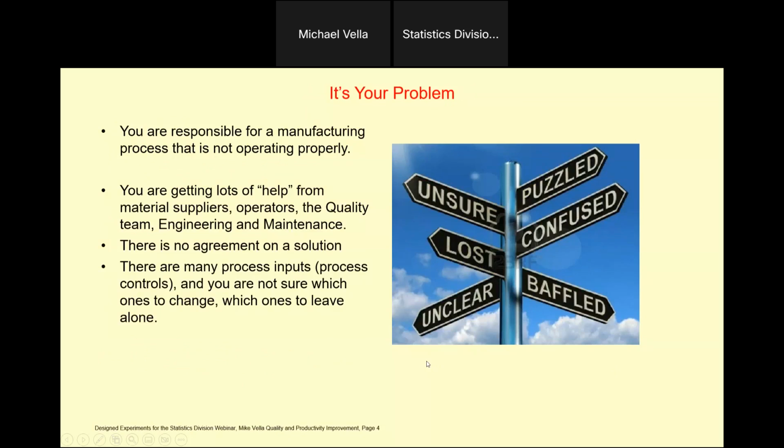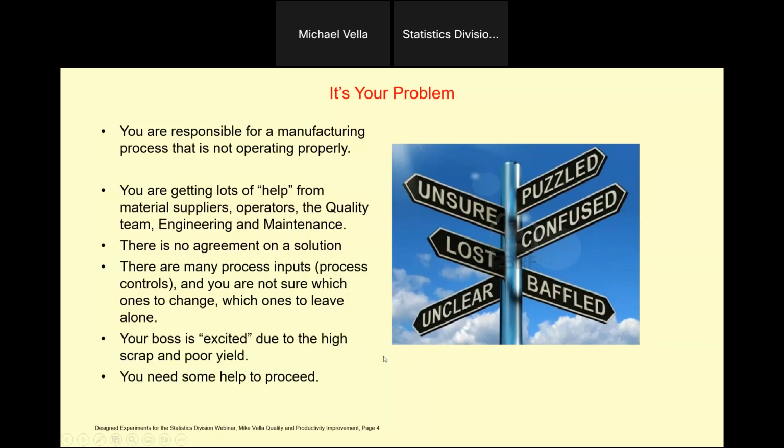So maybe this has been your problem. It certainly has been mine over the years. You're responsible for a manufacturing process that's not operating properly. You're getting lots of help from material suppliers, operators, the quality team, engineering and maintenance. And guess what? There's no agreement on a solution. There are so many process inputs, and you're not sure which ones to change and which ones to just leave alone. Your boss is quite excited due to the high scrap and poor yield, and you need some help to know how to proceed.